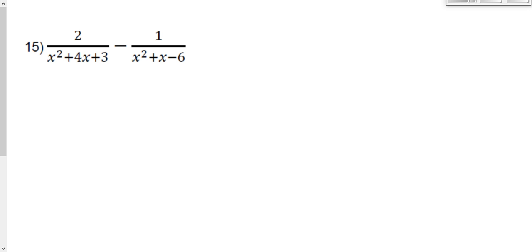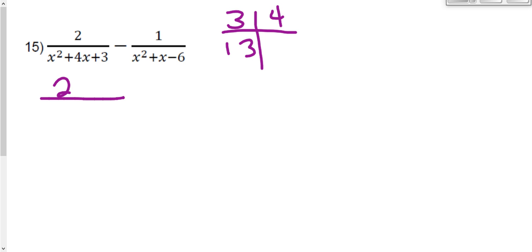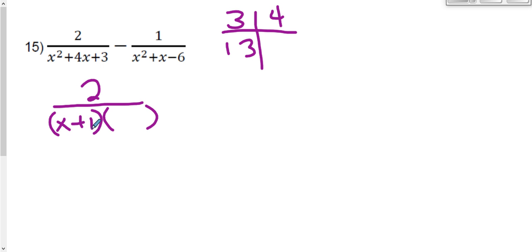We'll factor the denominator on the left by finding two things that multiply to 3 that add to 4. That's going to be 1 and 3, and they're both going to have to be positive. So on the left, we're going to end up with, let me move this over a little bit. Sorry, I'll just start that again. I'm going to write it over here. 2 over, here we go, x plus 1 times x plus 3.